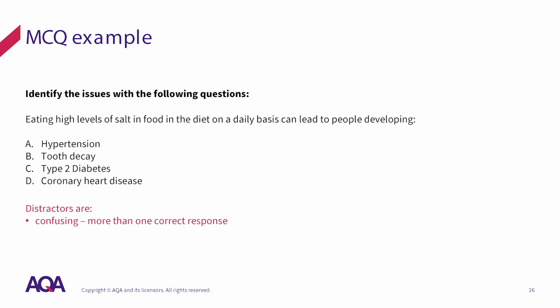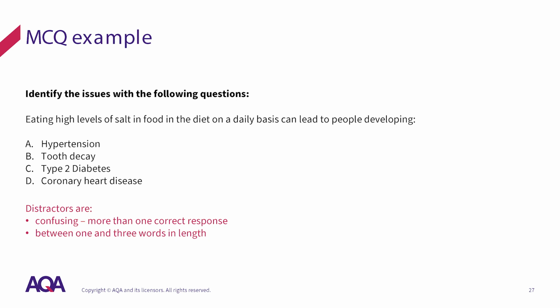Hypertension and coronary heart disease can both result from eating high levels of salt in the diet. This is unfair for students and would cause confusion, as in GCSE Food Preparation and Nutrition, each multiple choice question only has one correct answer. It is also unfair as many students may be unfamiliar with the term hypertension, as high blood pressure is referred to on the specification. In addition, hypertension may stand out as a correct answer, as it is the only 1-word response. It is important that distractors are consistent in length.